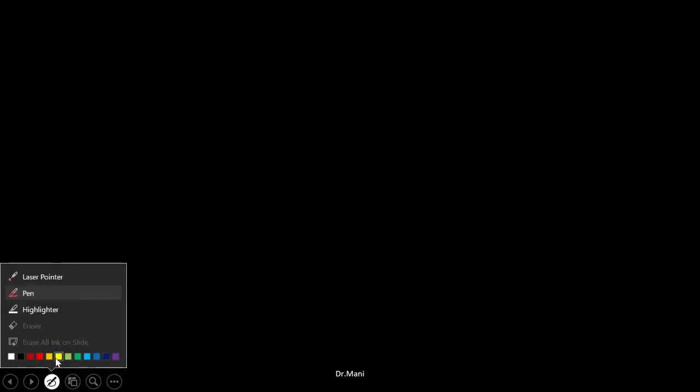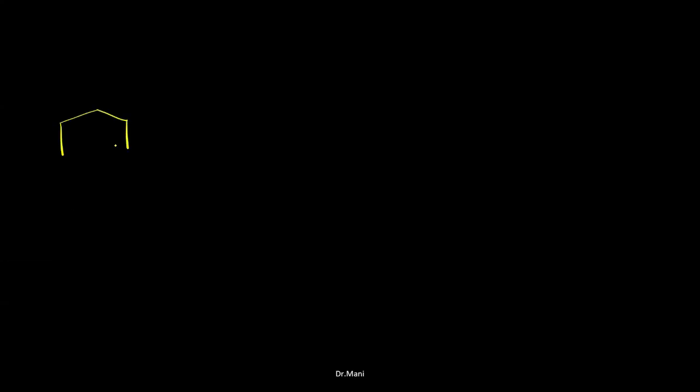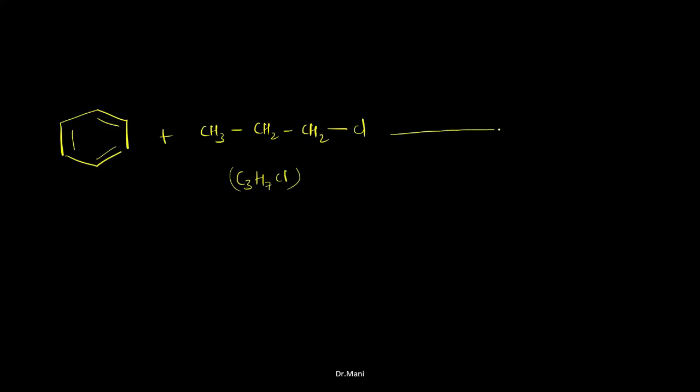First, suppose the benzene. This benzene will react with the propyl chloride. So what is the meaning of propyl chloride? CH3, CH2, CH2. Meth, eth, prop, 3 carbons. Prop, chloride, so chlorine. So this is called the propyl chloride, which is nothing but C3H7Cl. And this is happening in presence of the aluminum chloride, so there is AlCl3.